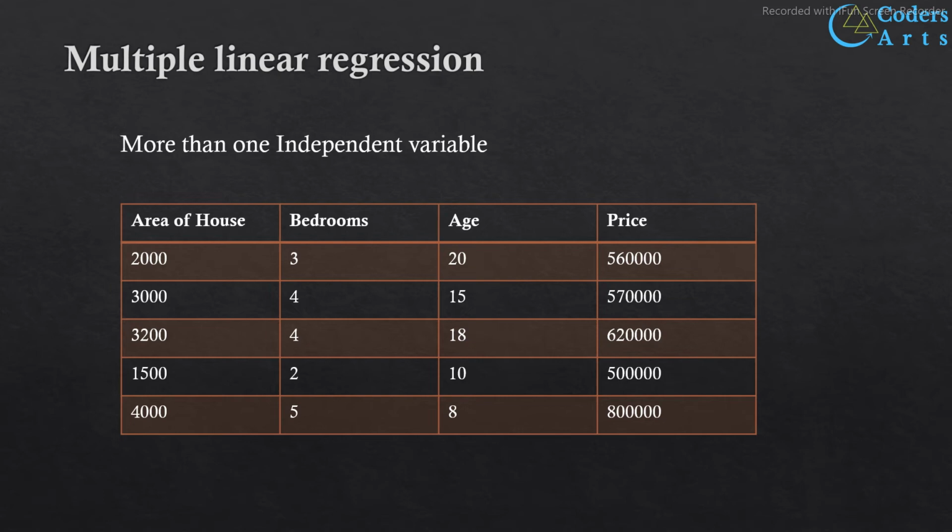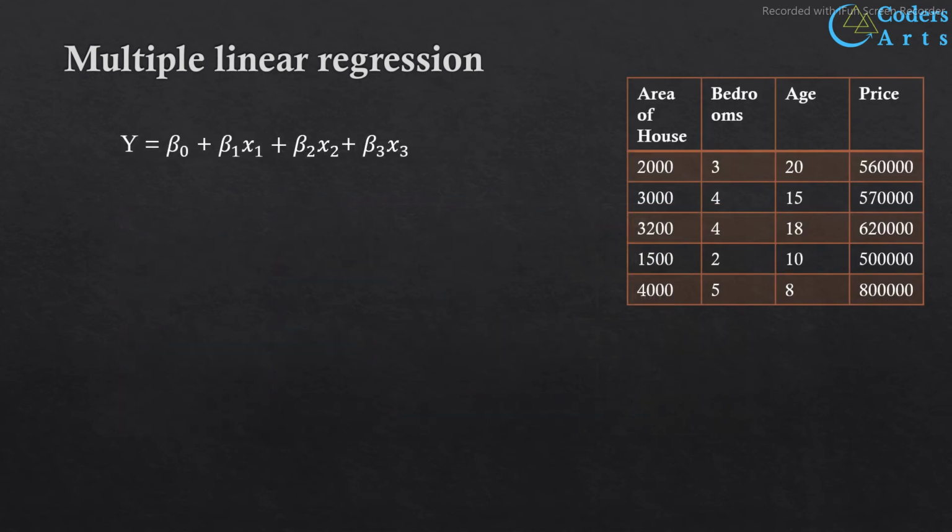Let's see what the equation of multiple linear regression will be. Suppose we have x1, x2 and x3 variables and my output variable is y. Let us consider x1 is area, x2 is number of bedrooms and x3 is age of the house. These features impact the price of the house.